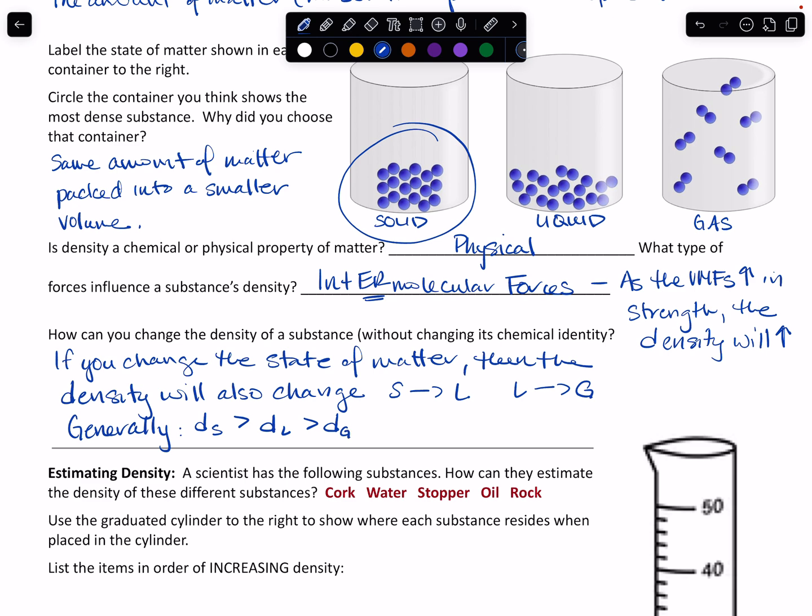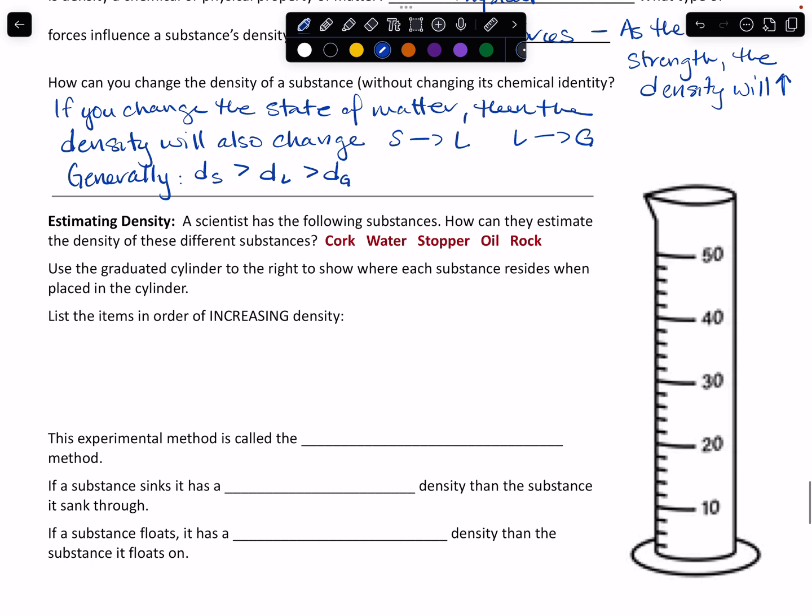All right. But like I said, there are exceptions to this rule, and one of those is water. So, how do we know about that exception? Well, we can estimate the density of objects, not put a numerical value on it, but comparatively estimate by running a very simple experiment. So, here I have the following substances: cork, water, oil, stopper, and rock.